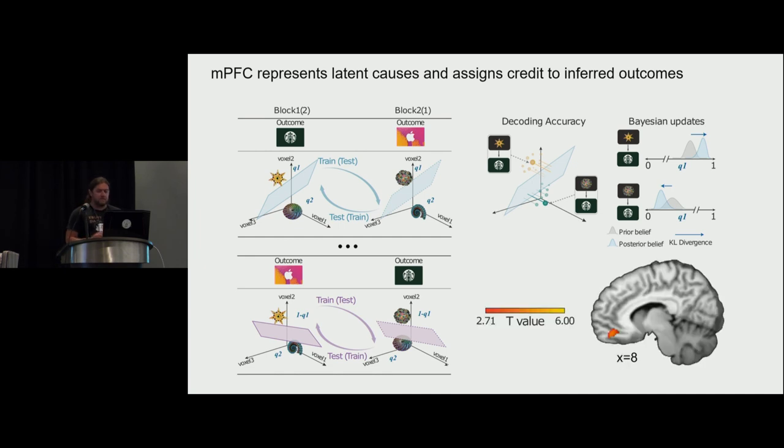And what we find is a very similar region of medial prefrontal cortex is correlated with this DKL term, again, linking this to the choice, or updates to the choice outcome associations that were made and credit assignment.